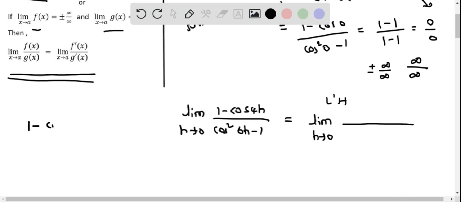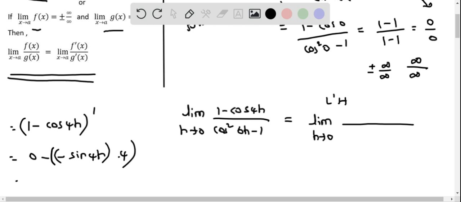For the numerator, I write down 1 minus cos 4h. The derivative of 1 is 0, and the derivative of negative cos 4h is negative sine 4h multiplied by 4 when we apply the chain rule. So basically, we have two negatives here, negative times negative is positive, and then we have 4. So this gives 4 times sine of 4h. So I can replace the numerator as 4 sine 4h.